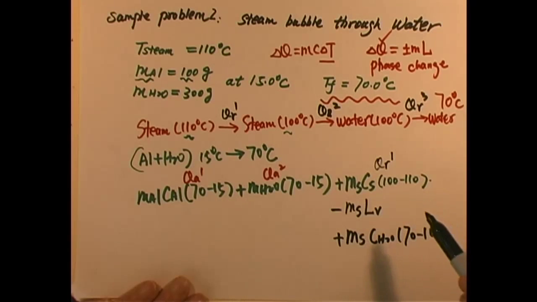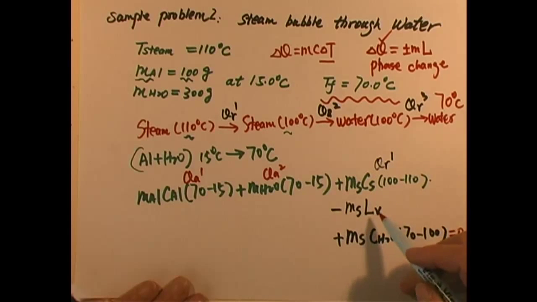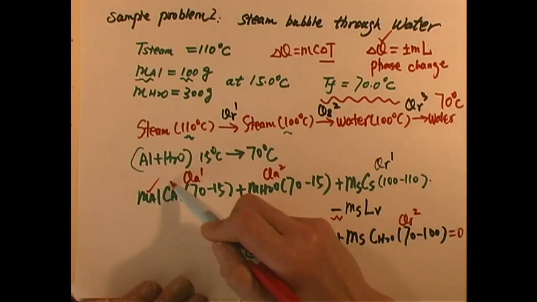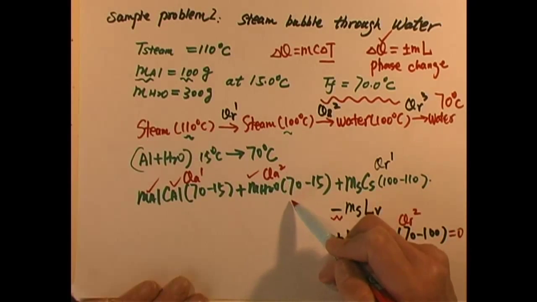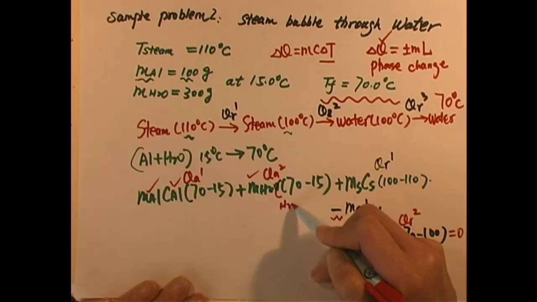So all five terms added together equal 0. This term is negative Q release 1, and this term is negative Q release 2. By combining, we can plug in mass of alumina, C of alumina, mass of water, and C of water. Here's the C of water, here's the mass of water, C of H2O.